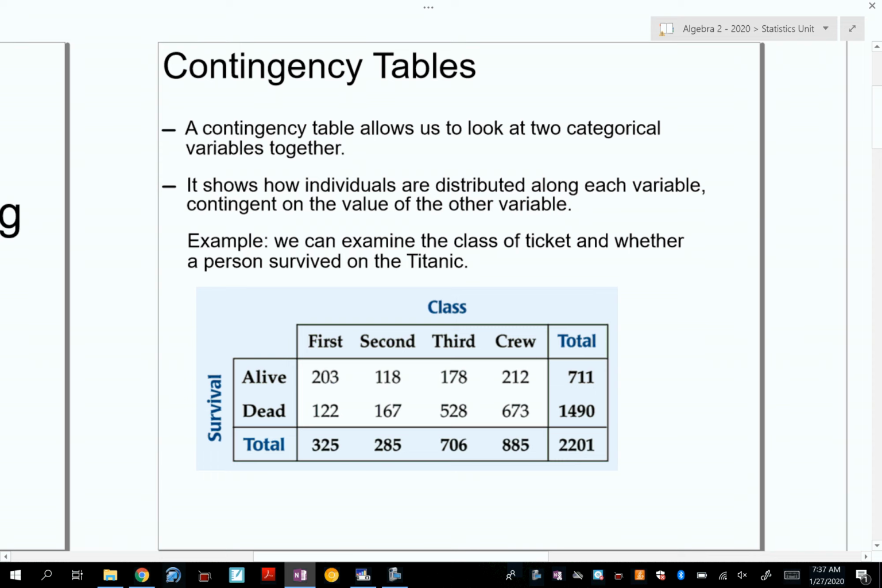Thank you, Lissandra. If you look at this, you can see, based on whether they survived, alive or dead, those are the categories for survival. And then the class of their ticket: were they first class, second class, third class, or were they actually working? They were part of the crew.